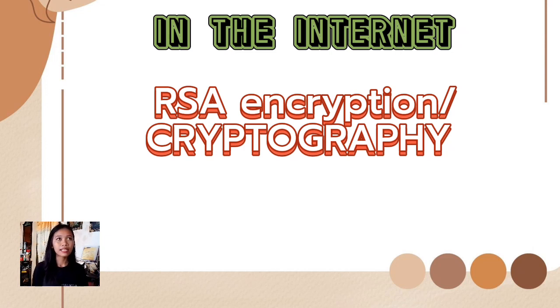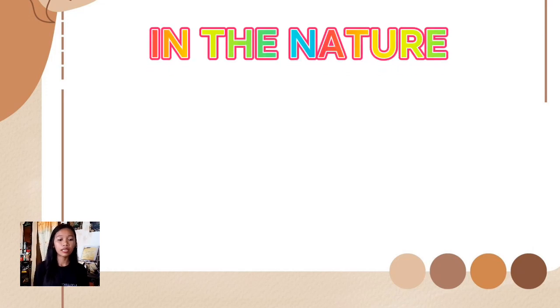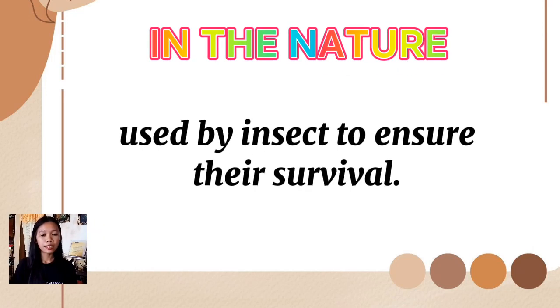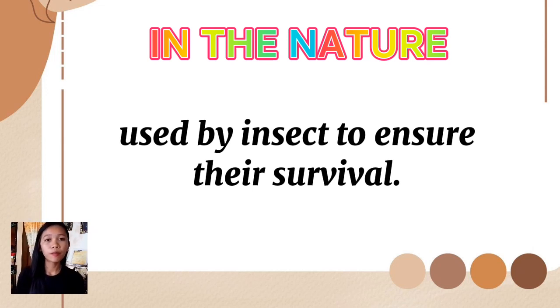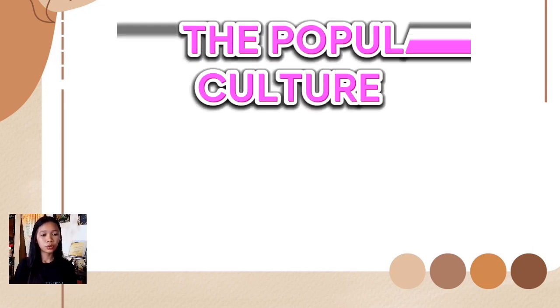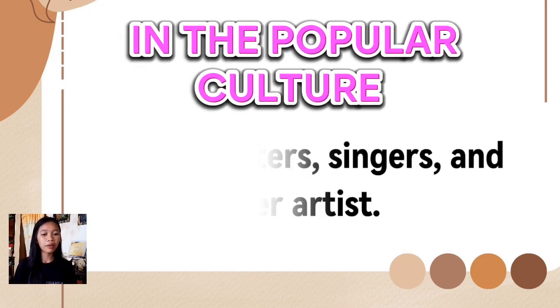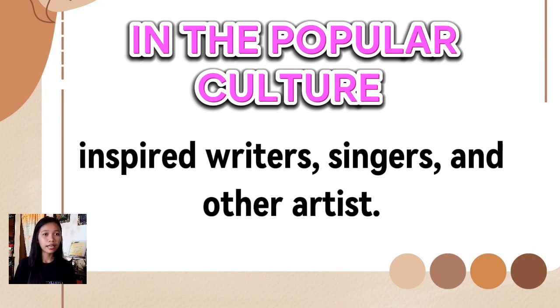And the second one is the importance of prime numbers in nature. Prime numbers are used by insects to ensure their survival. One of the amazing things about mathematics is how its presence can be felt in nature. You can find it in the structure of a beehive, in the scales of a pineapple, or even the petals of a rose. In popular culture, prime numbers have inspired writers, singers, and other artists.